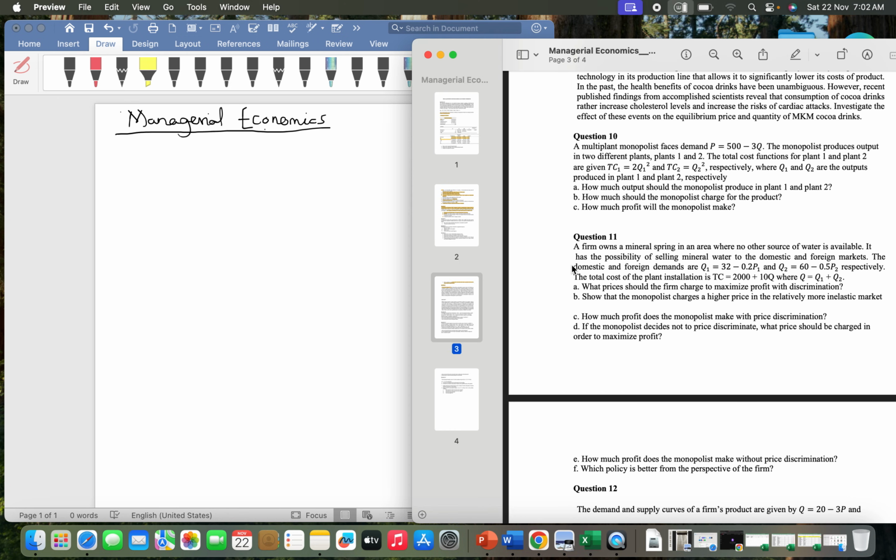With question 11, it states that a firm owns a mineral spring in an area where no other source of water is available. It has the possibility of selling mineral water to the domestic and foreign markets. The domestic and foreign demands are Q1 is equal to 32 minus 0.2 P1 and Q2 is equal to 60 minus 0.5 P2 respectively. The total cost of the plant installation STC is equal to 2000 plus 10 K, where K is equal to K1 plus Q2.